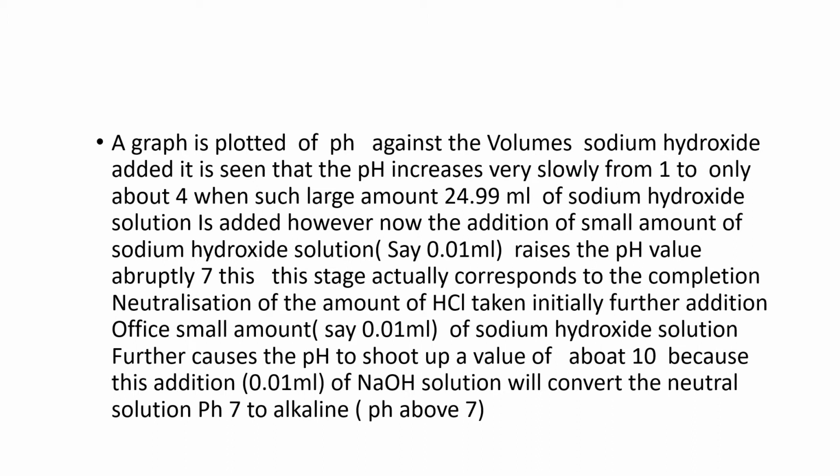It is seen that pH increases very slowly from 1 to 4 when such a large amount, 24.99 ml of sodium hydroxide solution, is added. However, the addition of a small amount of sodium hydroxide solution, that is 0.01 ml, raises the pH value abruptly to 7.